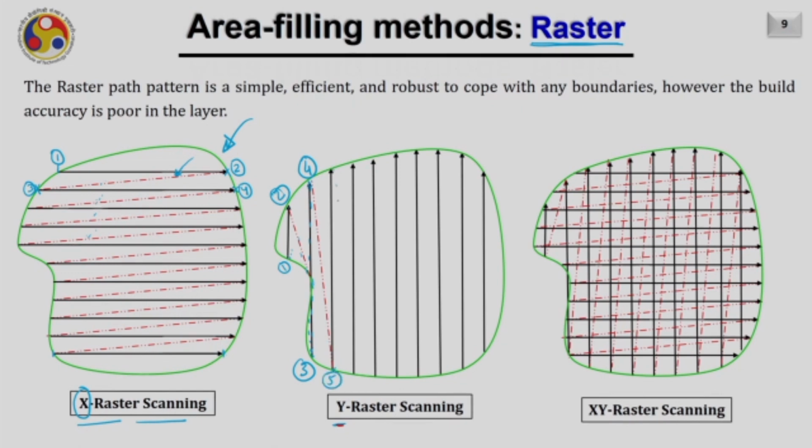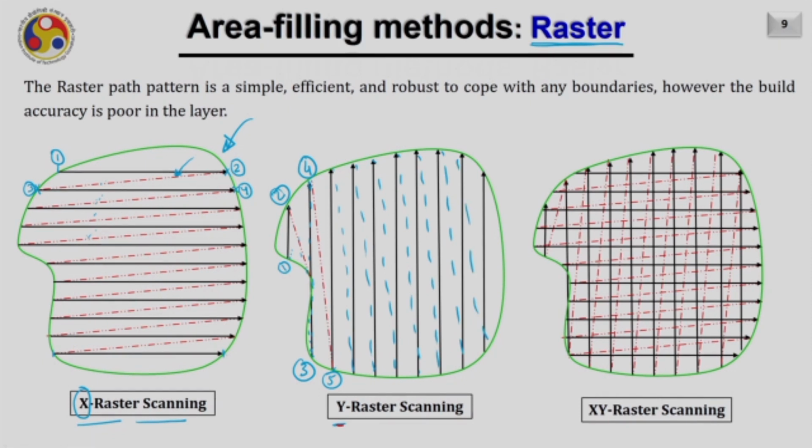In a similar fashion it will add the material, then again it will come back like this. These dotted lines show the movement of the tool in the air when it is not adding any material. So this is the Y raster scanning.